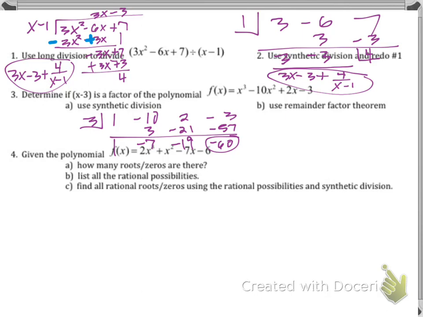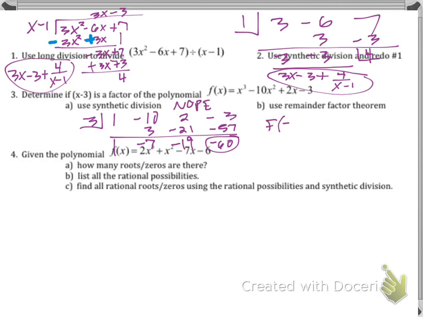Then determine if it's a factor using synthetic division. It's a factor if the remainder is 0. If it's not 0, then it's not a factor. I went through it in synthetic division. You can check it against mine. If you get a remainder, which we did, it's not a factor.